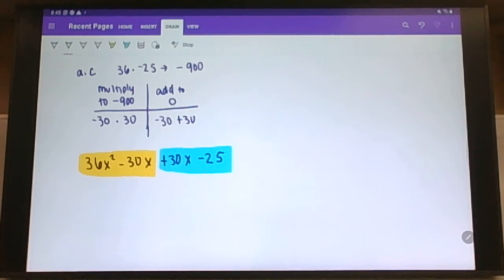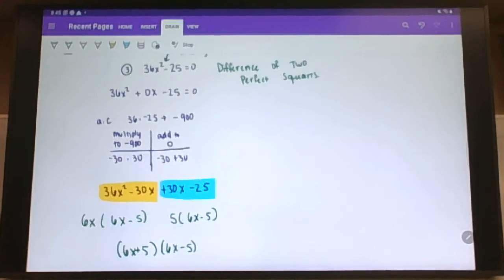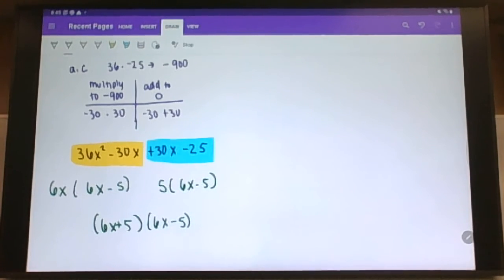So these both divide by 5. No, they both divide by 6x. 6x minus 5. These both divide by 5. Okay, so using the A times C method, we ended up with 6x plus 5 and 6x minus 5.